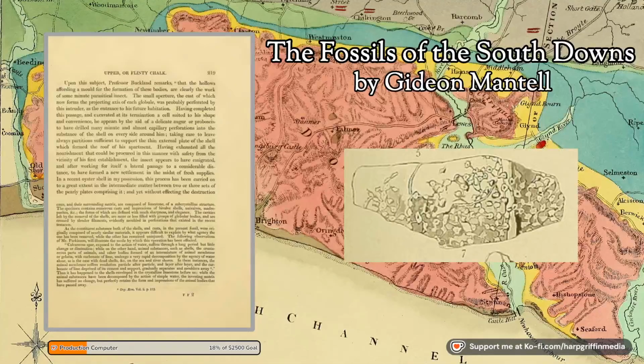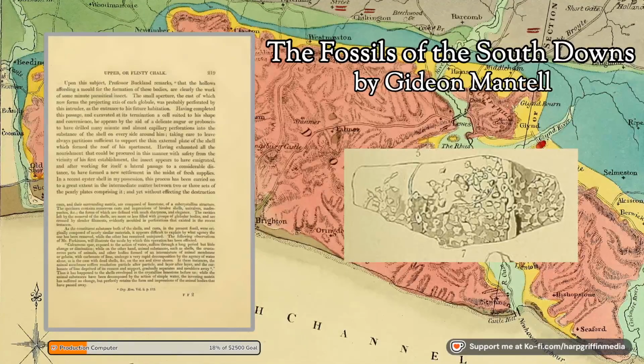Upon this subject, Professor Buckland remarks that the hollows affording a mold for the formation of these bodies are clearly the work of some minute parasitical insect. The small aperture, the cast of which now forms the projecting axis of each globule, was probably perforated by this intruder as the entrance to his future habitation.